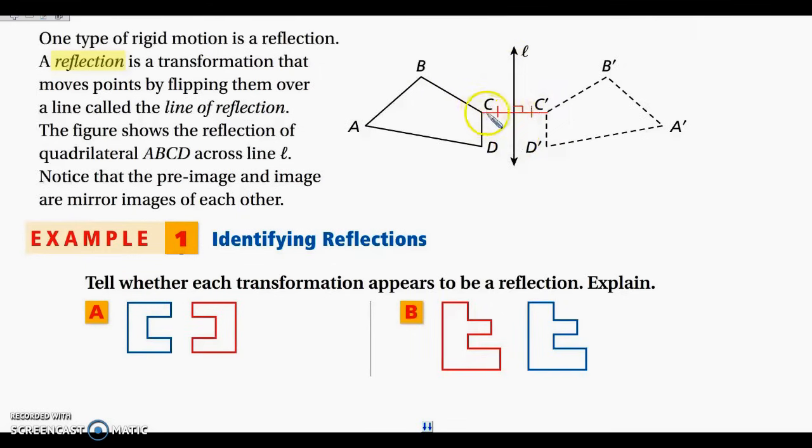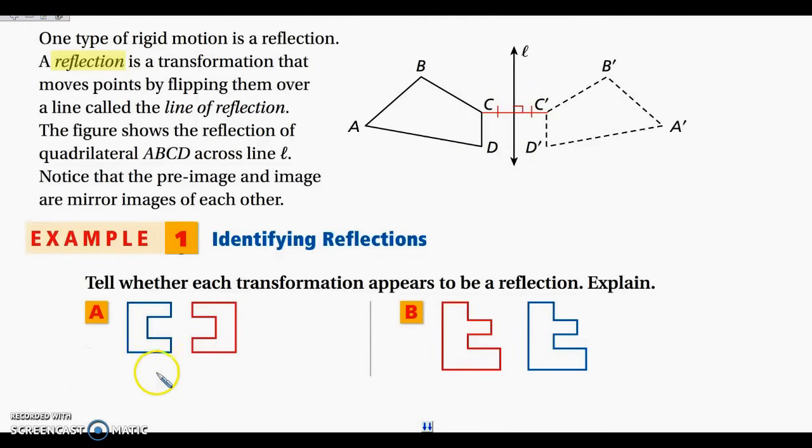So if we look at the length right here, this line from C to C prime, okay, line L is going to bisect it, meaning cutting it in half, as well as be perpendicular. Okay, so that means that L is what we call the perpendicular bisector of the segment C to C prime. And that would be true for each of these points. If I drew the segment between B and B prime, L would be the perpendicular bisector of that line. Okay, so these are the same size, they are the same shape, they are just mirror images of one another.